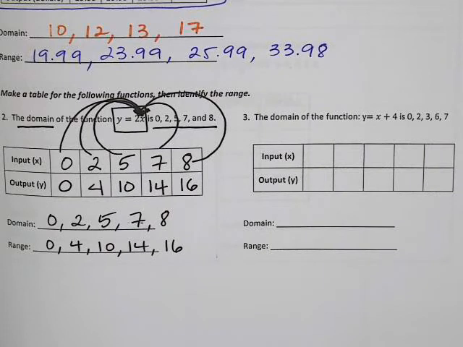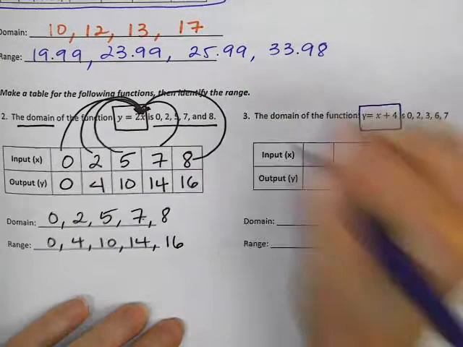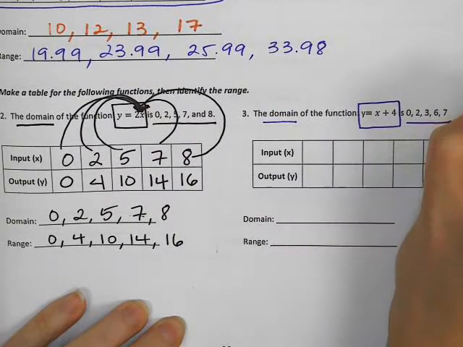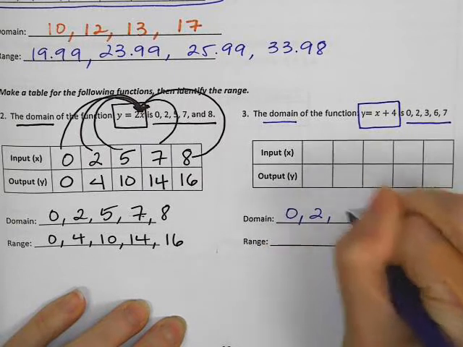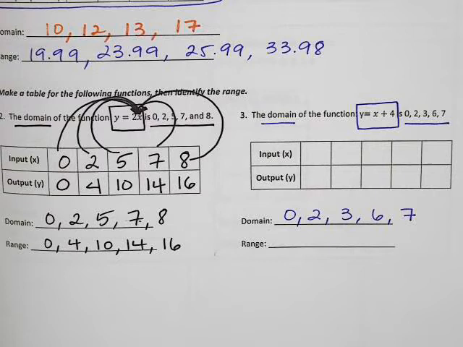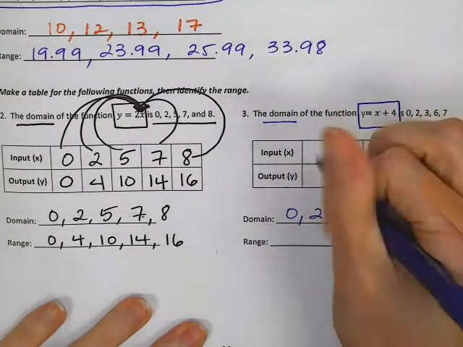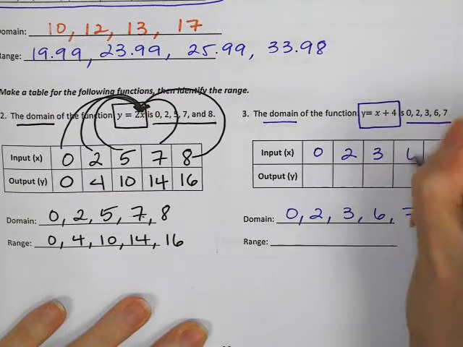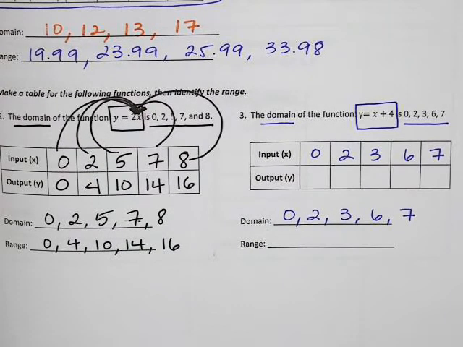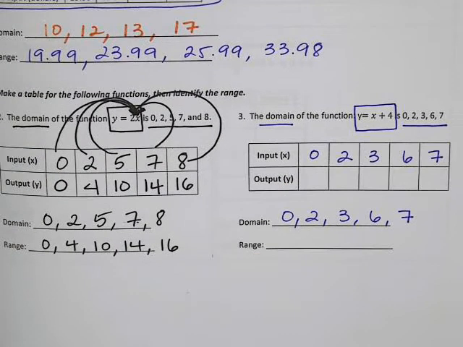All right, let's try number 3. So same thing. They give you a function, and they give us the domain. So 0, 2, 3, 6, and 7, that's the domain. And remember, the domain is also the inputs. So 0, 2, 3, 6, and 7. All right, our job is to find the y's, which is the outputs and the range.